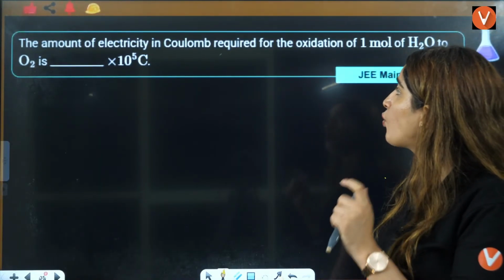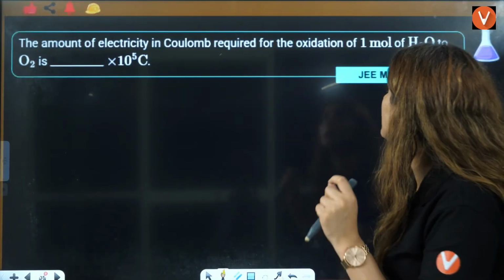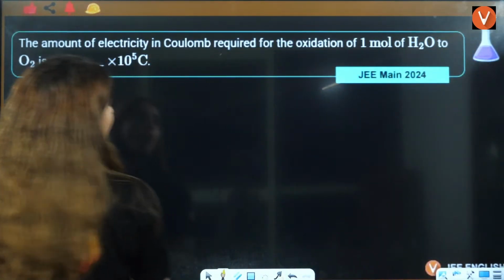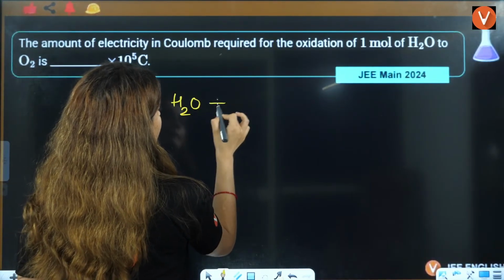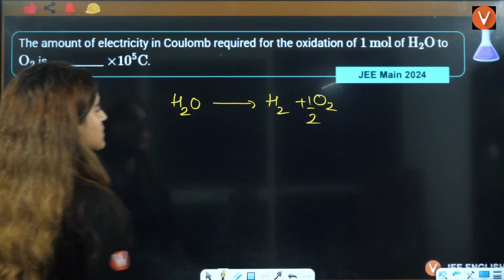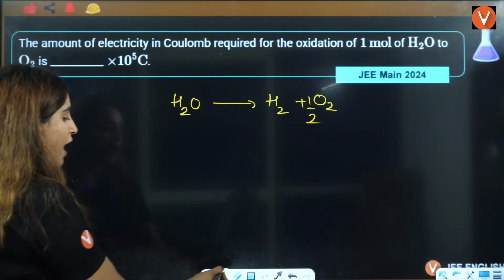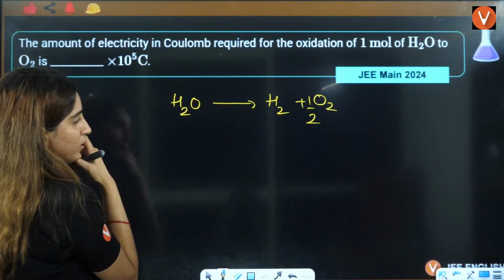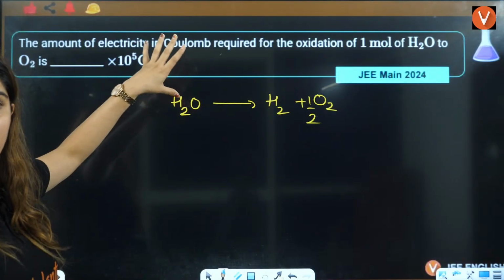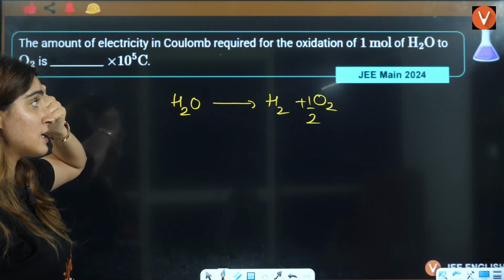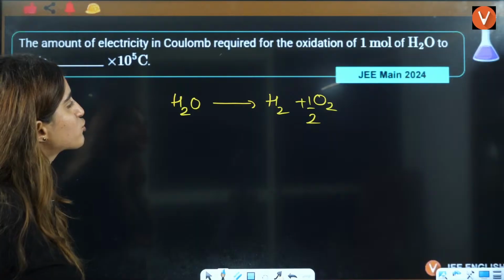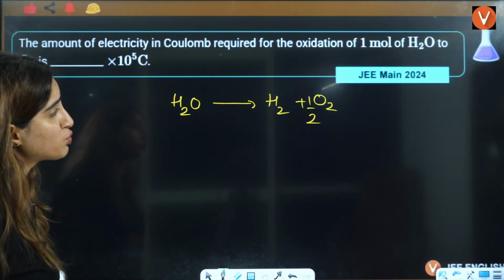The amount of electricity in coulomb required for oxidation of 1 mole of H2O to O2 is this. Now, they are saying for oxidation of 1 mole of H2O to O2. See, if we say that it is 1 mole, then there is 1 O2 negative. Then how many electrons is it going to gain or lose? That you have to identify.